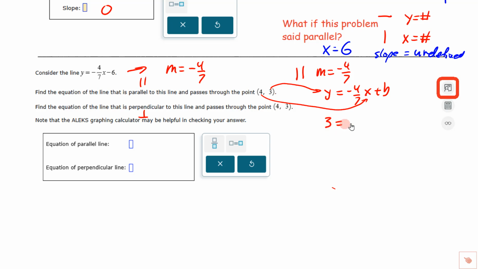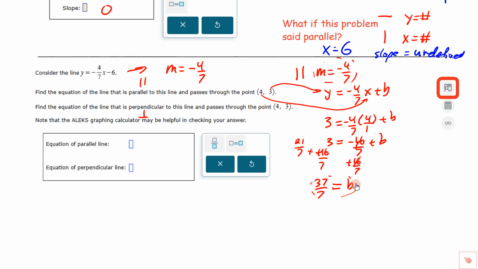This is going to be 3 equals negative 4/7 times 4 plus b. So we get 3 equals negative 16/7 plus b. Again, if you need a calculator for any one of these things, you're totally welcome to grab one. We're going to add 16/7 to both sides. And again, that's totally a calculator problem if you want it to be. In sevenths, this would be 21/7. So we're going to add those together. If you check on your calculator, 3 plus 16/7 is going to be 37/7. So 37/7. So we've got the slope right here.